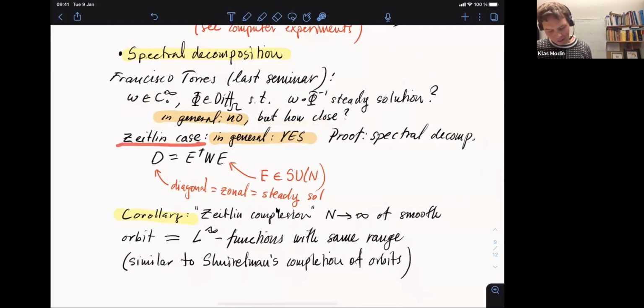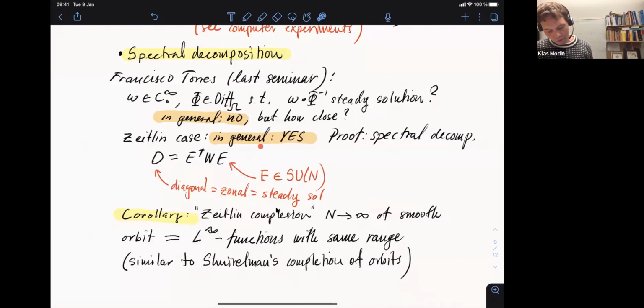So in the Zeitlin case, in general, the answer is yes. And the proof is very simple. It's just a spectral decomposition. Because you know by the spectral decomposition that you can take any matrix and applying some adjoint action on it by some element in SU(N), and get a diagonal matrix. And the diagonal matrix corresponds to zonal flow. So it's a steady solution.